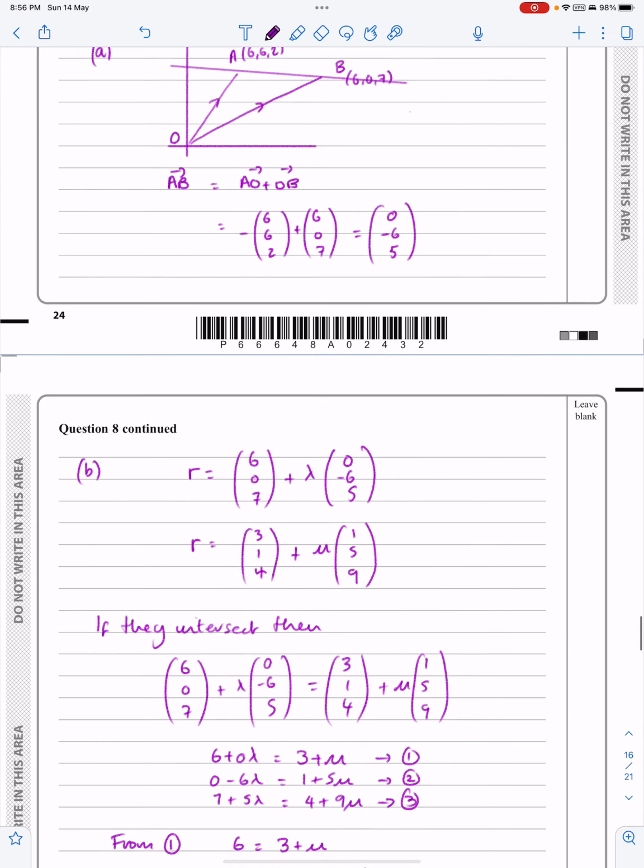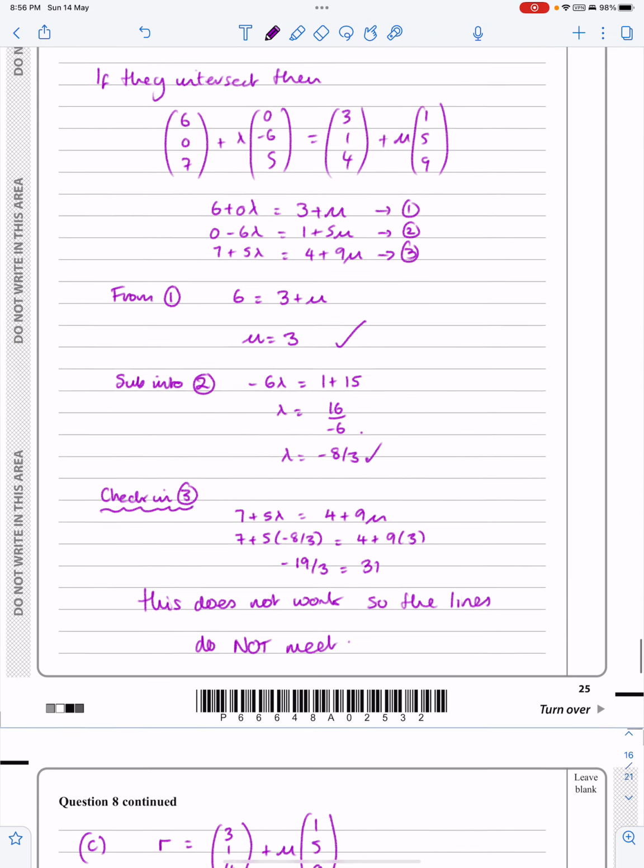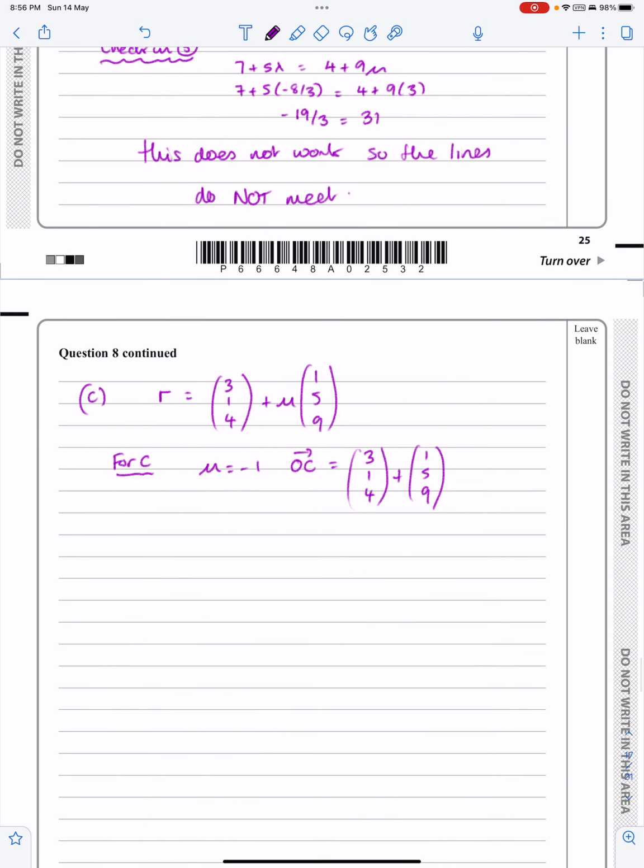That was mu 1 or minus 1? Sorry, mu was minus 1, I do apologise. Minus 1 there, so that's going to be minus that there. That gives me 2, minus 4, minus 5. Okay, so that's my point C.